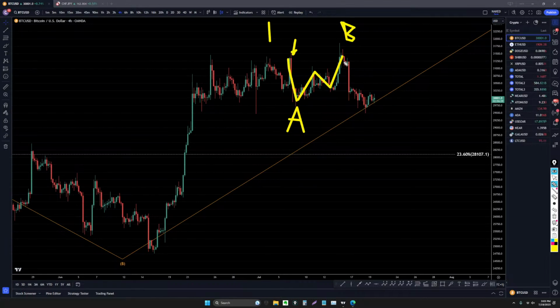And then, man, we may be getting really close. Look, 1, 2, 3, 4, 5 of C. I was thinking it would go down further, grab all this liquidity, maybe do something like this, and then go back up to complete a wave 2.